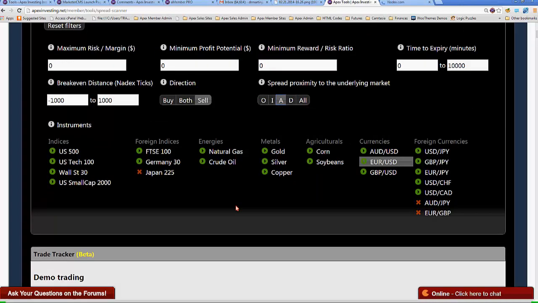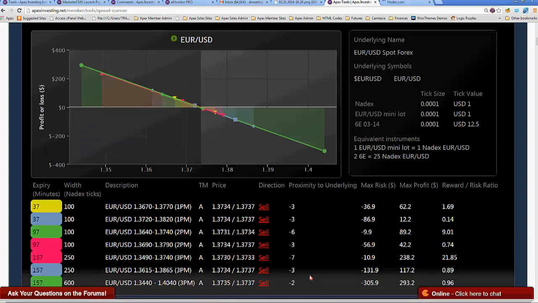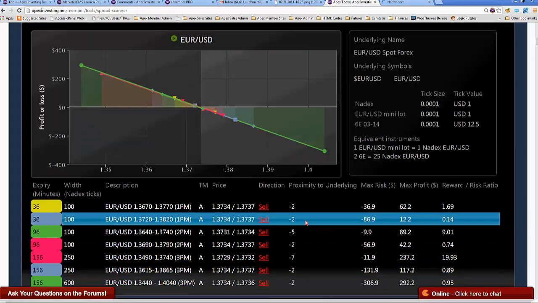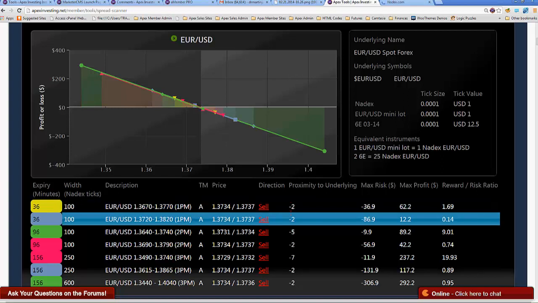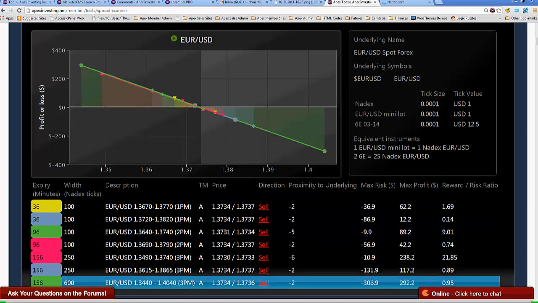So versus if I go to buy euro dollar right now and have a 7-tick stop loss, it works out a lot better than just doing the underlying spot by itself. But this tool, if you'll spend a little bit of time on it, will make life 100 times easier.